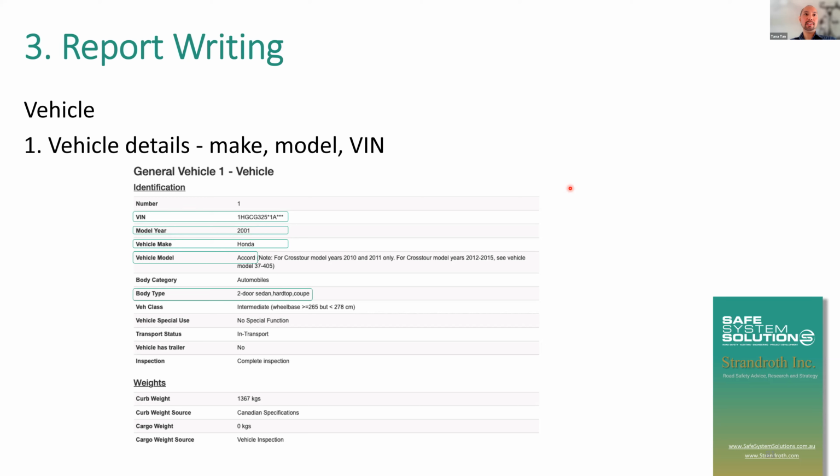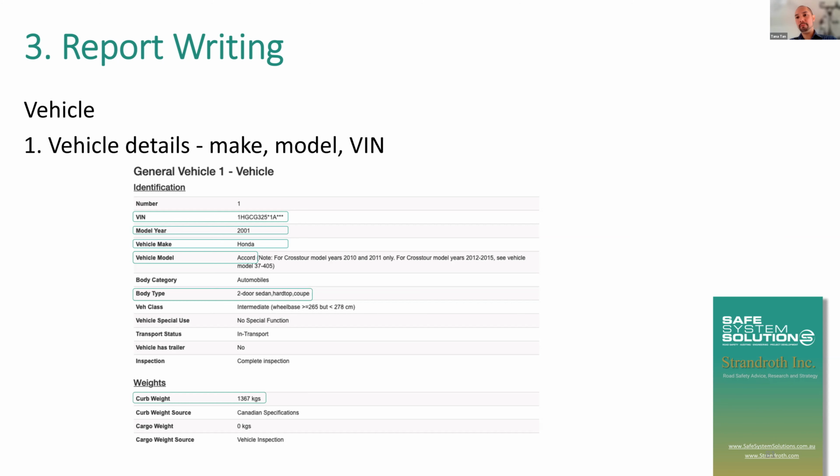Body type is a two-door sedan with a hardtop coupe. So this is some of the key information that you want to consider including in your report. Again, it's not a must, but the greater level of detail you go into, the better the reconstruction potential is. But at the same time, you need to balance that with how much you're really going to go through, because you could spend days on documenting these things.